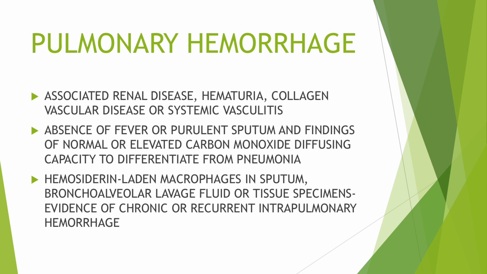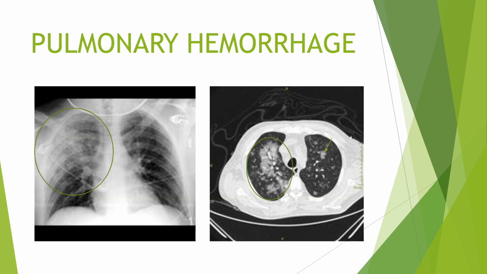Associated renal disease, hematuria, collagen vascular disease, or systemic vasculitis can also be seen with pulmonary hemorrhage. Absence of fever or purulent sputum and findings of normal or elevated carbon monoxide diffusing capacity are ways to differentiate pulmonary hemorrhage from pneumonia. The presence of hemosiderin-laden macrophages in sputum, bronchoalveolar lavage fluid, or tissue specimens are evidences of chronic or recurrent intrapulmonary hemorrhage.